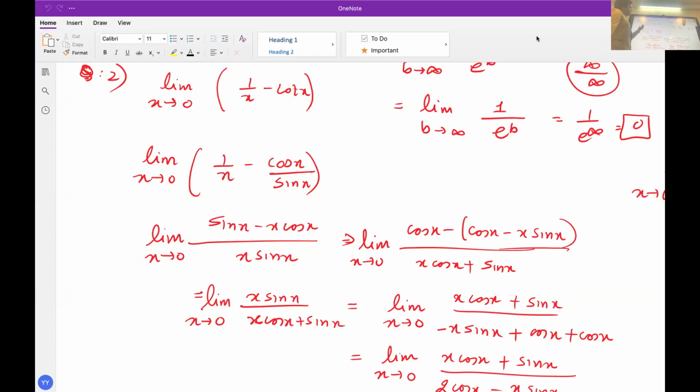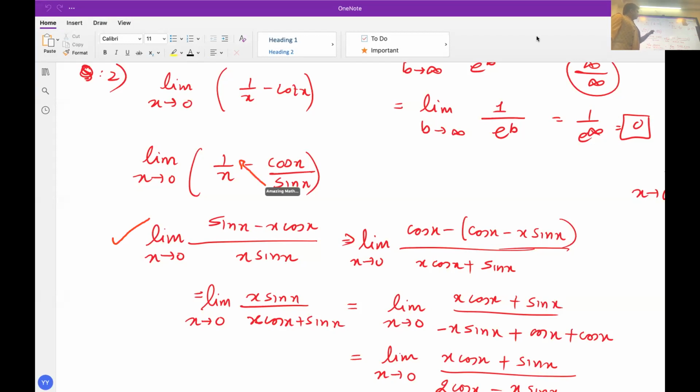So what we have is the second question. That's basically the limit as x tends to 0 of 1 over x minus cot x. Now this is a question where you can see that there is no straight away format of f of x over g of x. So if you convert cot x as cos x upon sin x and take the LCM, we eventually get sin x minus x cos x upon x sin x.